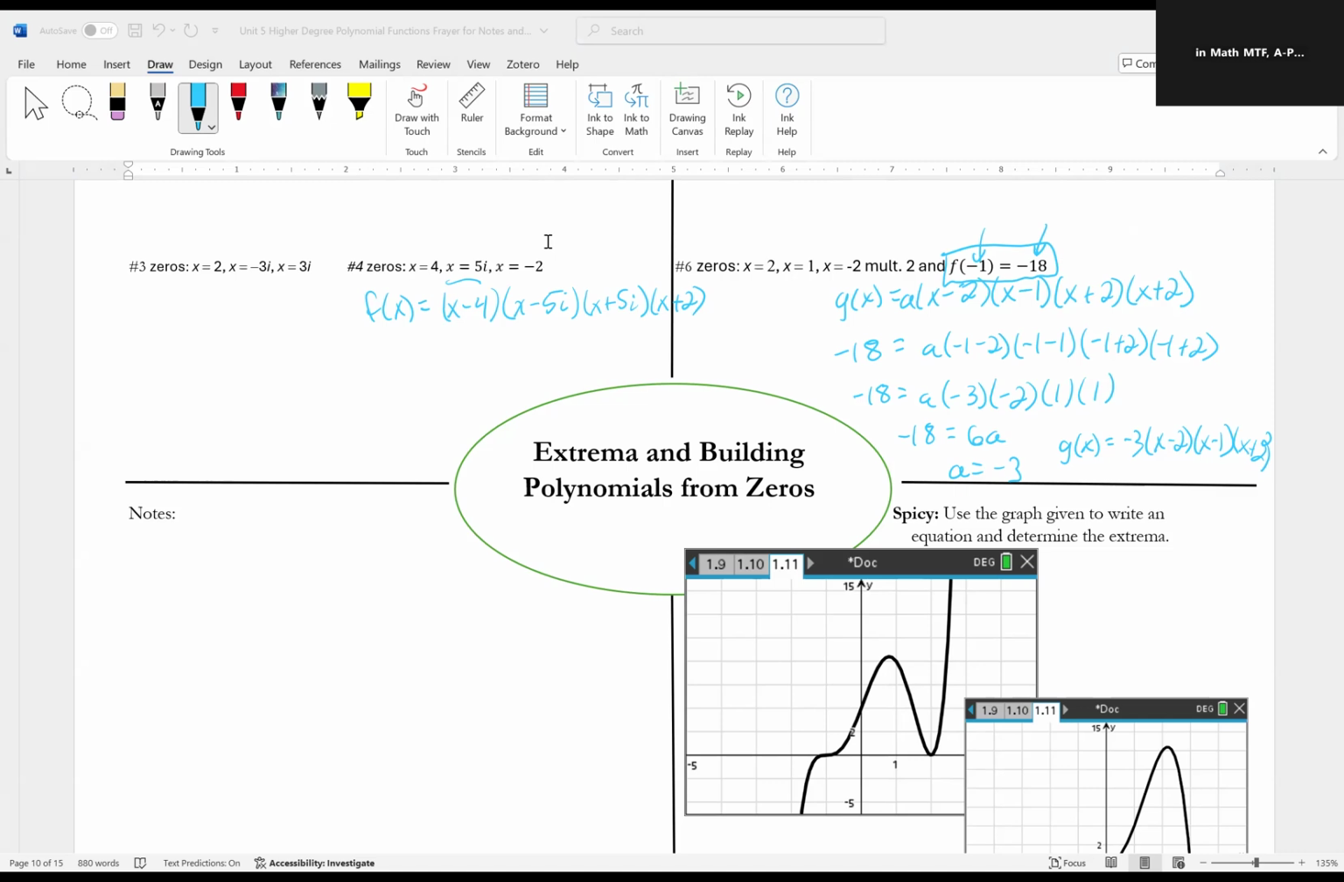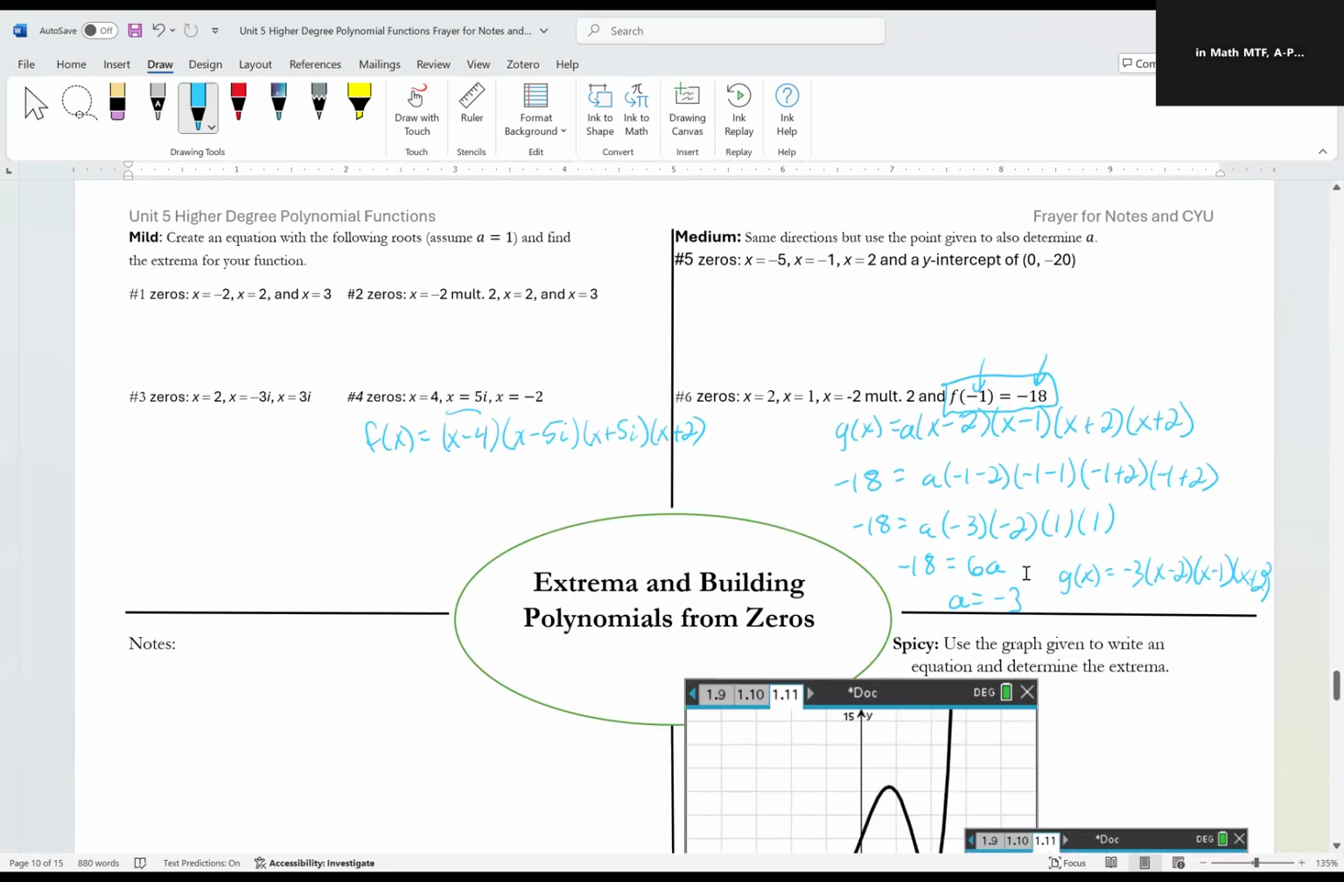So relative or absolute minimum, right? Not relative minimum, absolute minimum of negative 234.8 at x equals 1.171. Can't find that without the calculator, personally. So there we go. And you can do the same thing with each of these.